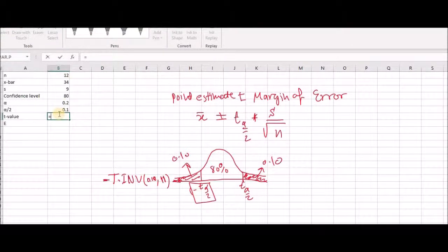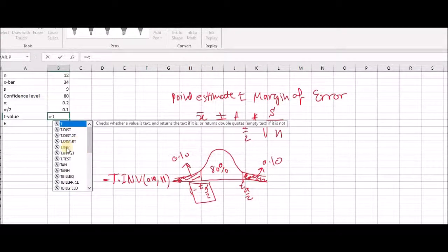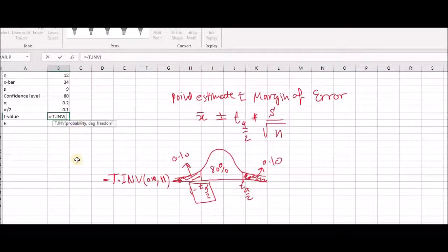So I will go ahead and compute the t value. T value is equal to negative, to cancel the negative value that I will get from the computation, and then t inverse of the probability, 0.1, comma 11. That is the t value that I have. Next, I want to compute the margin of error, which is this one. I have x bar, and I need the margin of error.